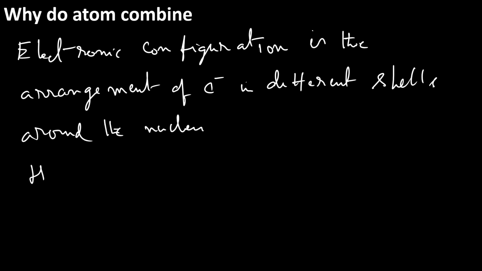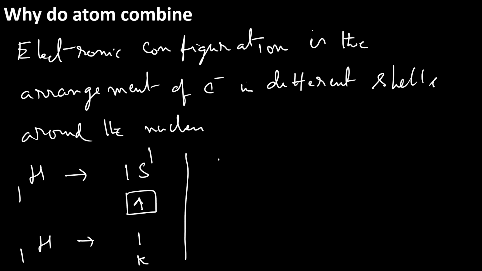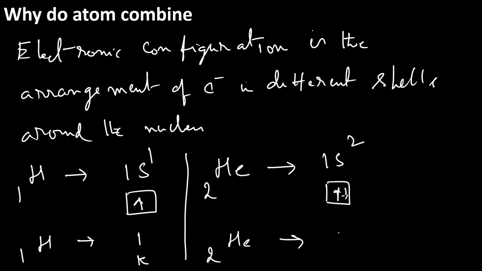For example, the atomic number of hydrogen is 1, it has only one electron, therefore 1s1, and its electron picture is like this. Or we can write hydrogen in this manner also: one electron in K shell. Similarly, helium, atomic number 2, electronic configuration 1s2, so 2 electrons are here. Or helium with atomic number 2 has 2 electrons in K shell.